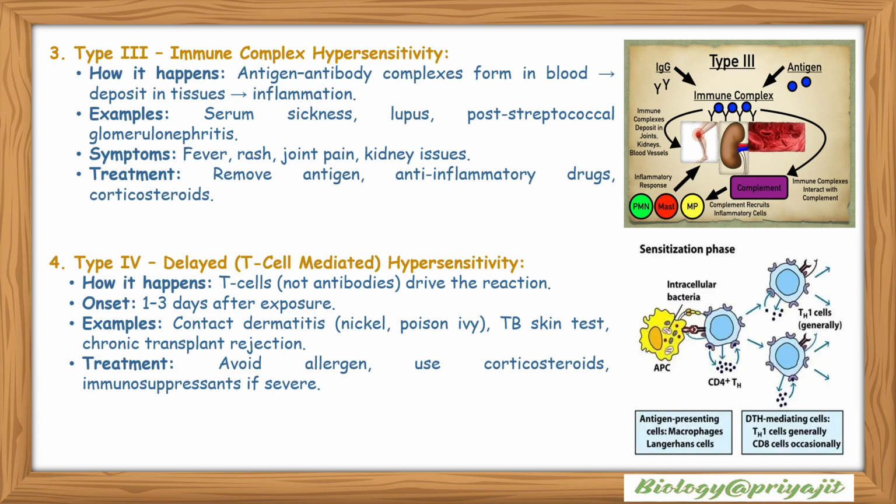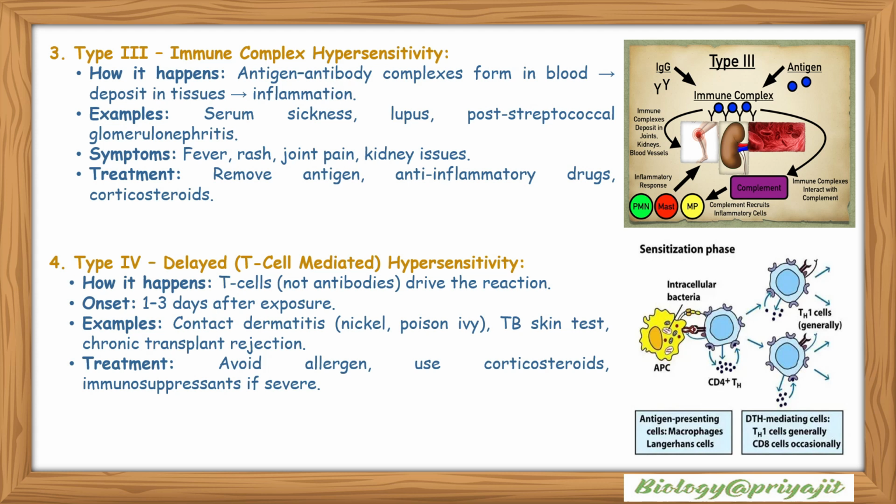Type 3 or immune complex hypersensitivity. How does it happen? Antigen antibody complexes form in the blood. They are deposited within tissues and cause inflammation. Examples include serum sickness, lupus, post streptococcal glomerulonephritis. Symptoms include fever, rash, joint pain, kidney issues, etc. Treatment includes removing the antigen, anti-inflammatory drugs, corticosteroids, etc.